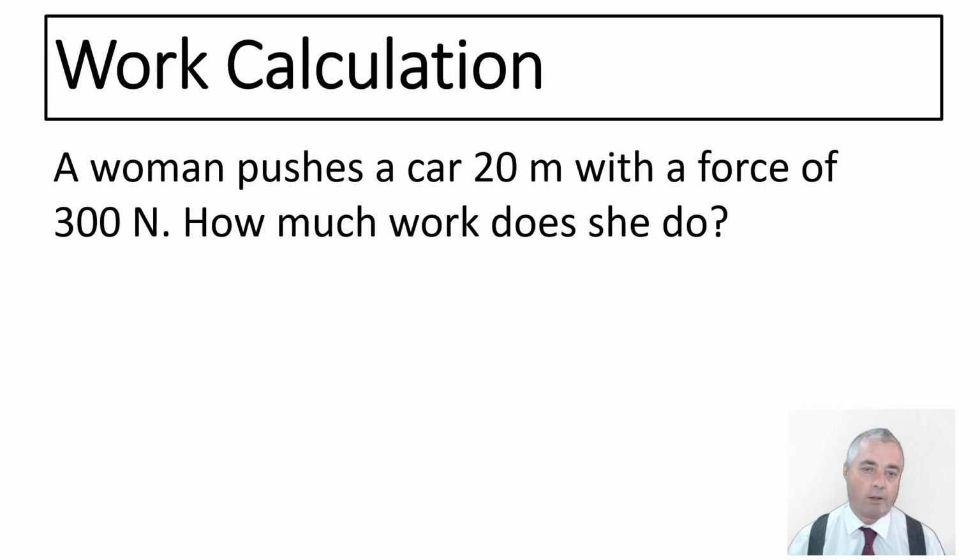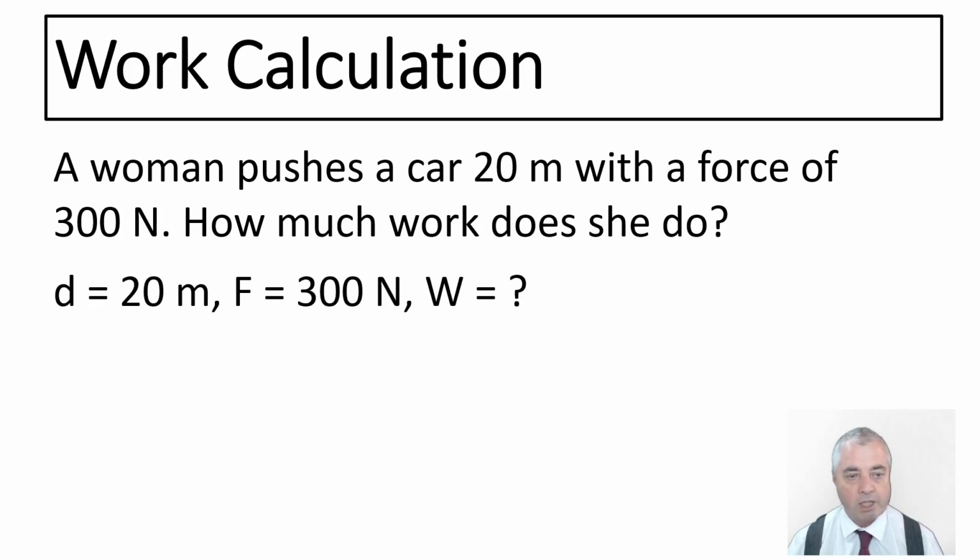So let's have a look at a calculation. A woman pushes a car 20 metres with a force of 300 newtons. How much work does she do? So if you watched the last video, you'll have seen that if we are doing a calculation, the first thing we do is a summary. So from the question, it says 20 metres is the distance. It doesn't actually say distance, does it? But again, if you know units, 20 metres is a distance. So that's what it is. It tells you the force is 300 newtons, and it asks you the work.